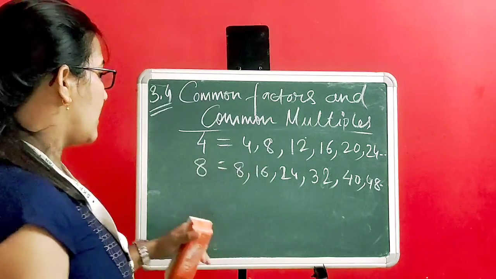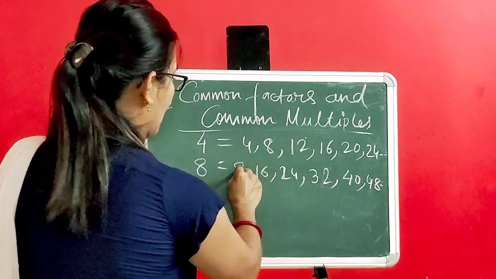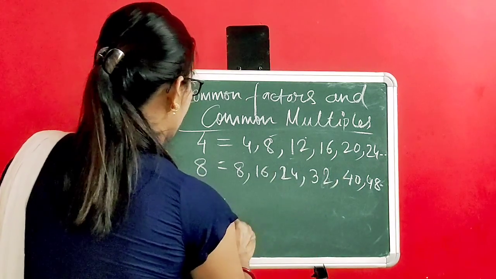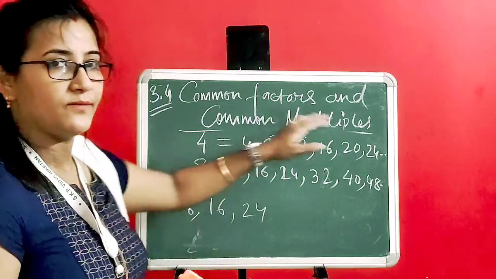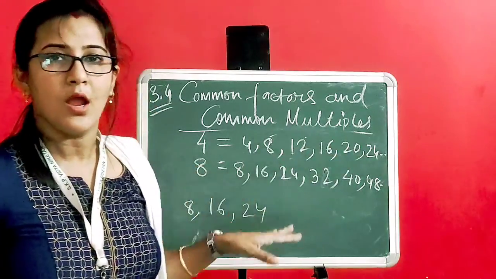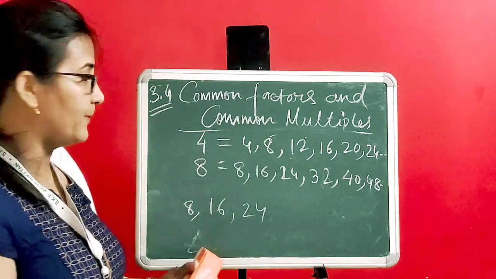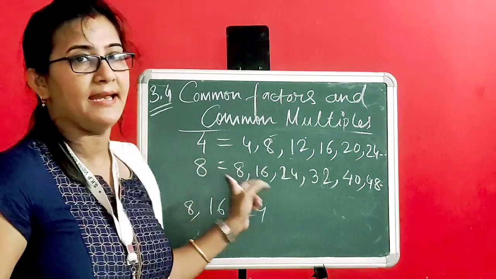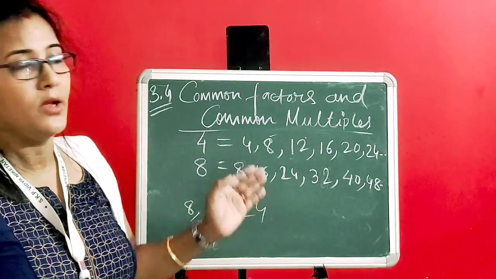Now again, see what is common between these multiples. You can see 4 is not common, 8 is common in both the cases. Then 12 is not common, 16 is common in both. Then 20 no, then 24 is common. I have done till the multiple of 6, that is, up to less than 50. So 8, 16 and 24 are common between the multiples of 4 and 8. That is why 8, 16 and 24 are the common multiples of 4 and 8.